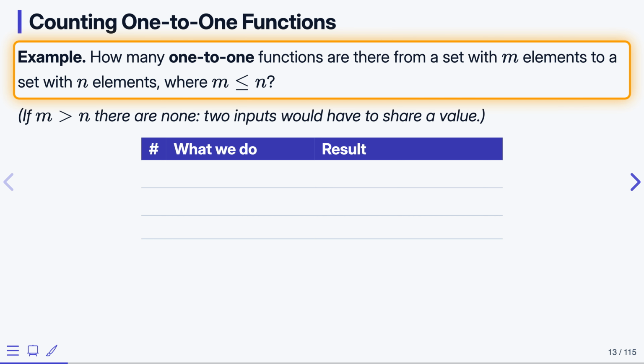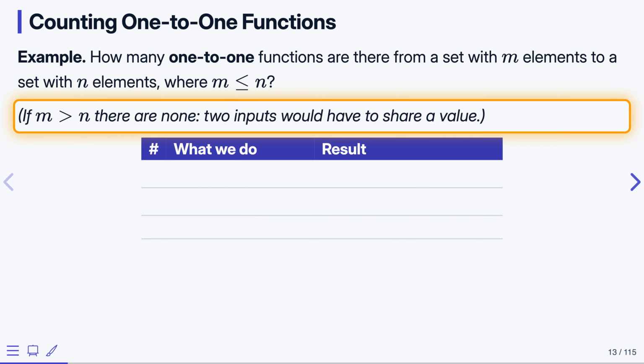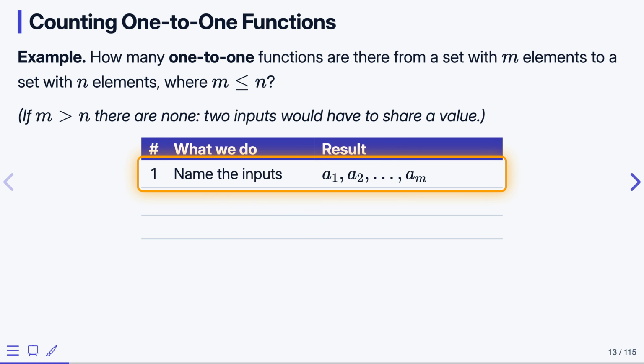Now we count one-to-one functions. A one-to-one function never sends two inputs to the same value, so we need at least as many values as inputs. Take m at most n. If m were bigger than n, there would be no such function at all, because two inputs would have to share a value. Step 1. Give the inputs names, a sub 1, a sub 2, and so on up to a sub m.